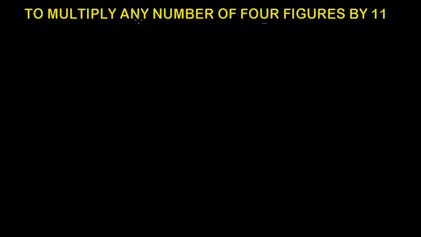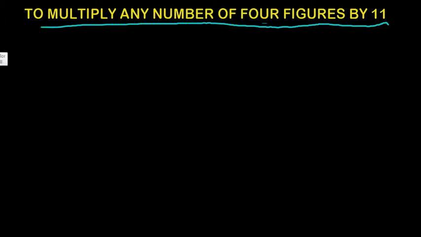How to multiply any number of four figures by 11. How do we multiply any number of four figures by 11? Let's take for instance 7564 by 11.